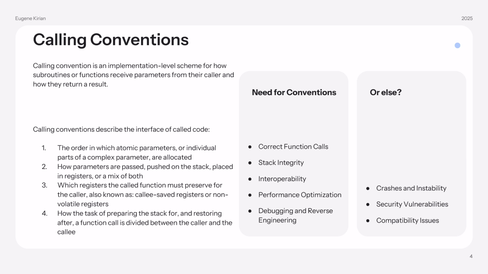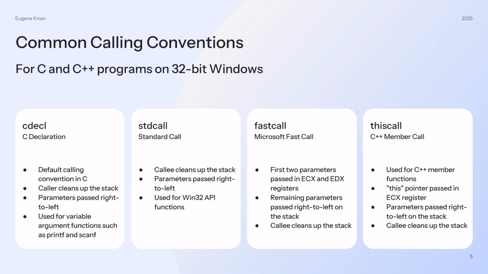So what exactly do calling conventions specify? They define the interface of called code, including the order in which parameters are allocated, how they are passed, which registers are preserved for the caller, and how the stack is prepared and restored before and after a function call. By following these conventions, we can write more efficient, reliable, and secure code, and as reverse engineers, we can better understand how existing code works. Let's take a look at some common calling conventions used in C and C++ programs on 32-bit Windows. We'll be covering four main conventions: C declaration, standard call, fast call, and this call.